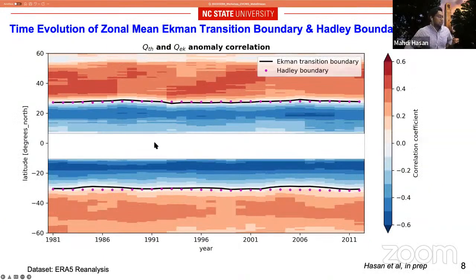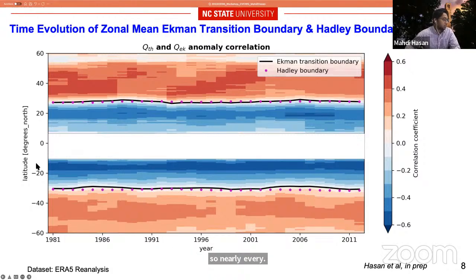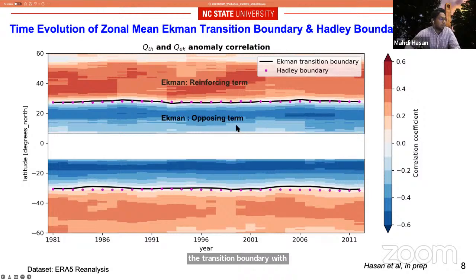This is the plot showing the correlation between anomalous turbulent heat flux and anomalous Ekman heat flux, similar to what we've just seen. But this is a time versus latitude plot, where this is zonally averaged. So in the x-axis, we see the time, and in the y-axis, we see the latitude. In the subtropic, we see that the fluxes are negatively correlated, and in mid-latitude, they're positively correlated. And we see a consistency of this relationship throughout the historical period. The black solid line here is the Ekman transition boundary, showing where the Ekman changes its role. And the dotted line is showing the Hadley boundary. So over time, they move in tandem. And this result is based on the ERA5 reanalysis data set.